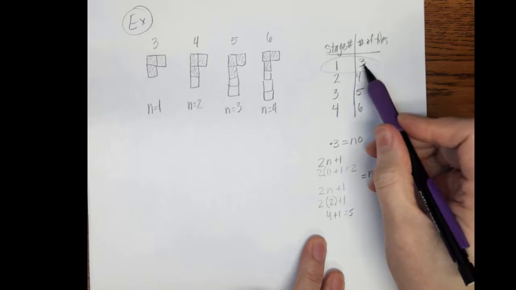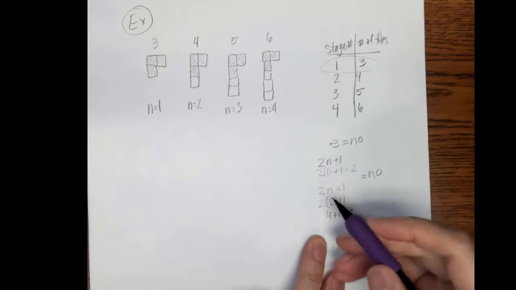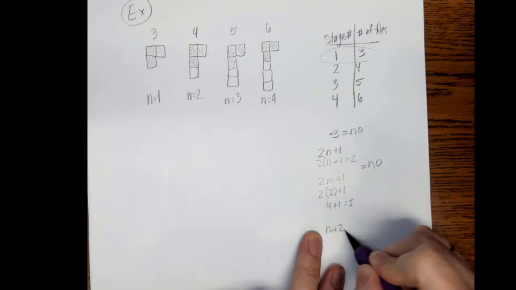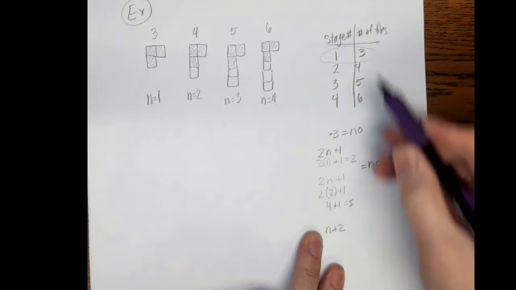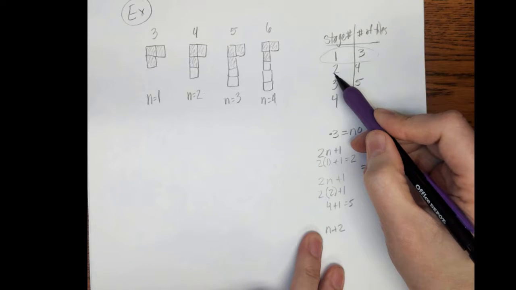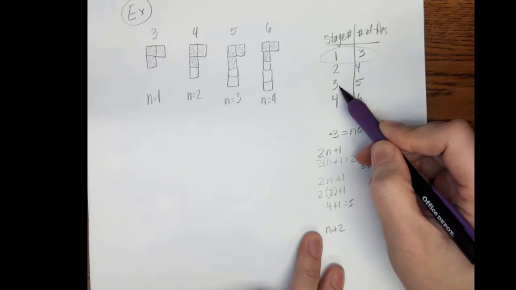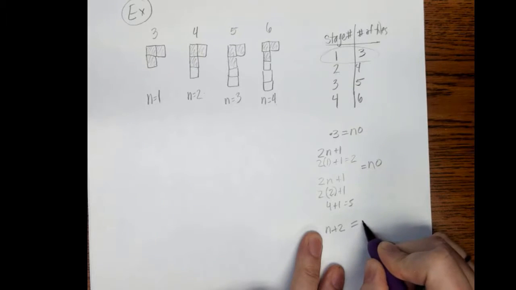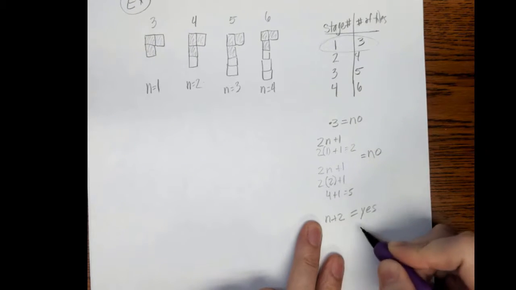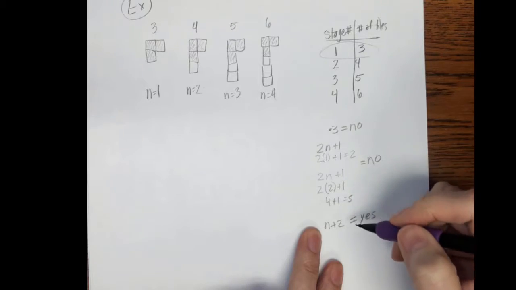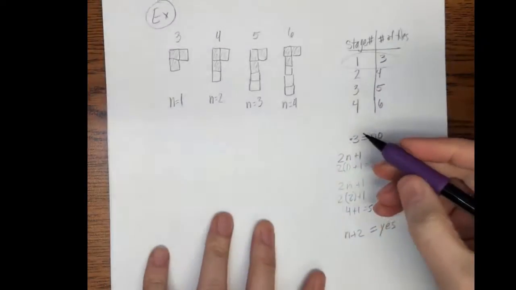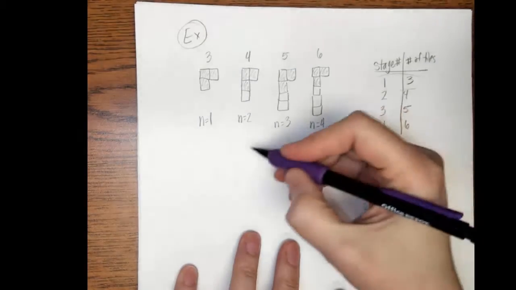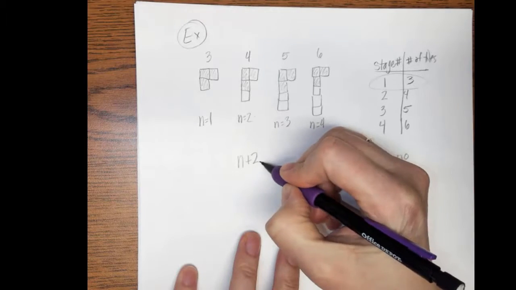Let's try plus 2, because 1 plus 2 is 3. So let's try stage number plus 2. So 1 plus 2 is 3. That works. 2 is the stage number, plus 2 is 4. 3 plus 2 is 5. 4 plus 2 is 6. Yes, we have found a formula that works for this pattern. So, going back to our original pattern, a formula that makes each of these sequences true is n plus 2.